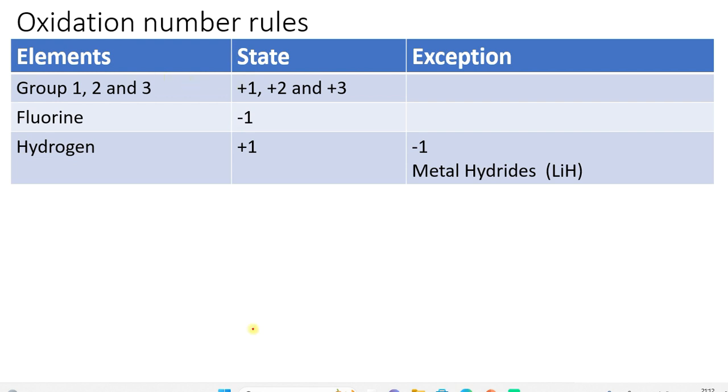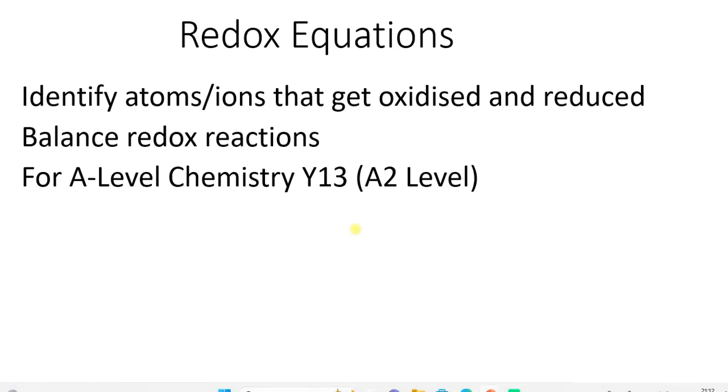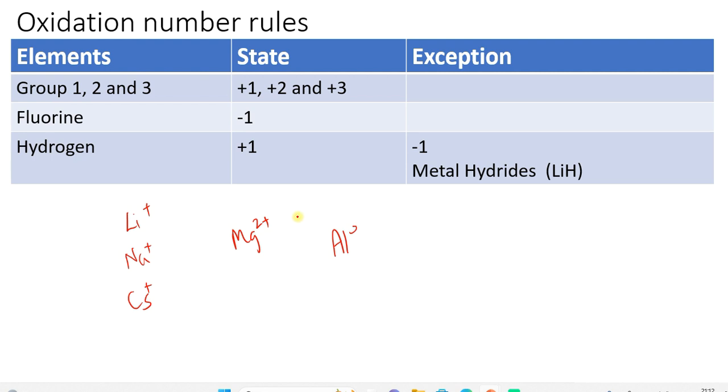If you look at the periodic table, group 1, like lithium, sodium, cesium, they all have a +1 oxidation state. And group 2, like magnesium, have 2+. Aluminium in group 3 has 3+, and so on. So that's what that means.